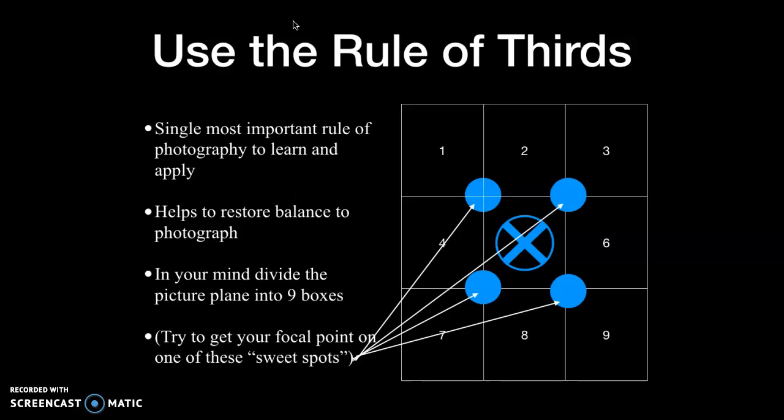So in your mind, when you're taking a picture, I want you to divide it into 9 boxes. 3 wide, 3 high. And when you're lining up your shot, try to get your focal point on one of these sweet spots. So I have a diagram on the right-hand side here that shows an example of how you might break down your picture. Get your focal point on these intersection spots, these sweet spots, or along the lines. Do not put your subject in the center. More on that in a minute.